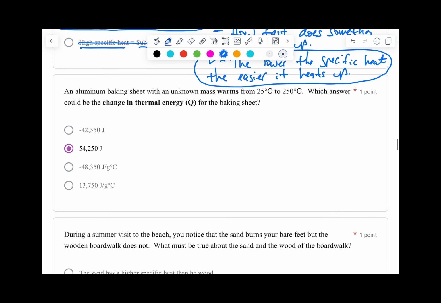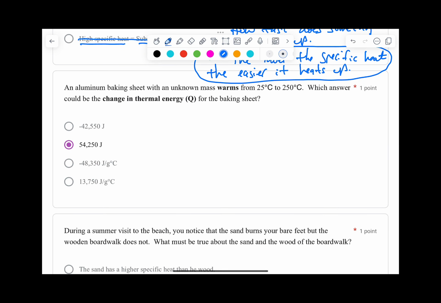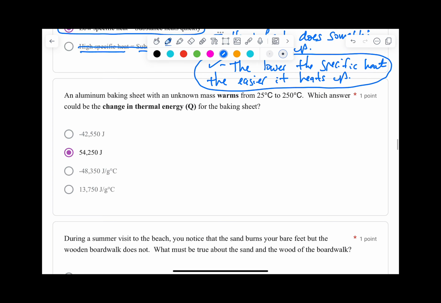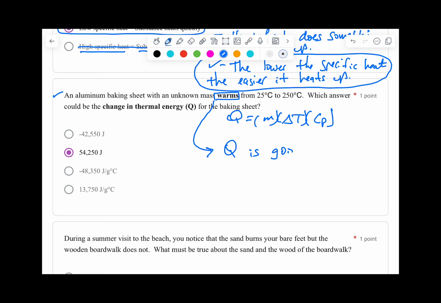All right, this question is tricky, and it depends on you understanding this equation. Q equals, again, the mass times the change in temperature times the specific heat. So let's go ahead and read through this. It says an aluminum baking sheet with an unknown mass warms. Now that's a huge clue right there, because if you see warm, it means Q is going to be a positive number, because warms means our system is gaining energy.